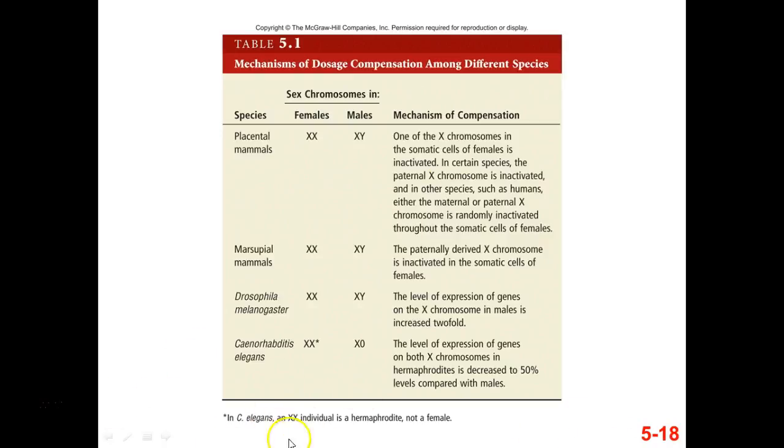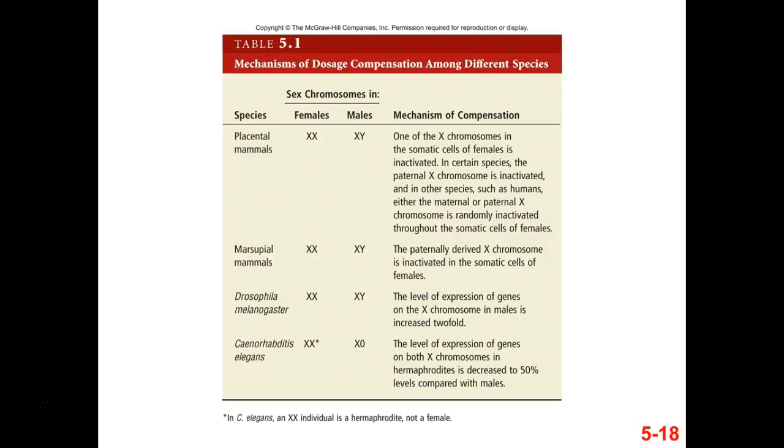So the interesting thing about worms is the XX, or what we would commonly refer to as a female, is actually a hermaphrodite. So they're able to reproduce on their own. And so what we would consider males only end up with 1 X. And the level of expression of both X chromosomes in hermaphrodites is decreased. So the fact that she's got, or it, I don't know what you call a hermaphrodite, it has 2 X's, to compensate for that, it downregulates and only makes half of the gene products that it normally would.